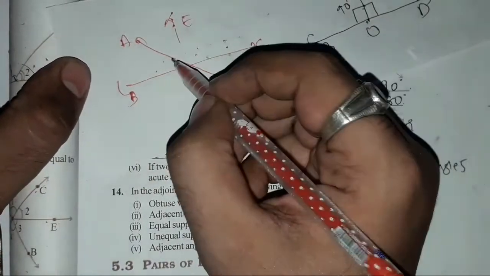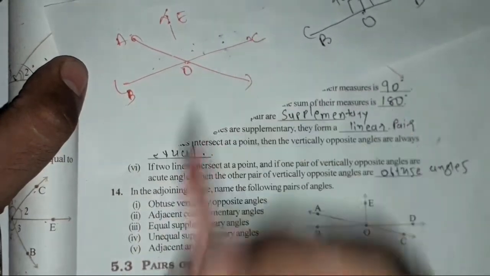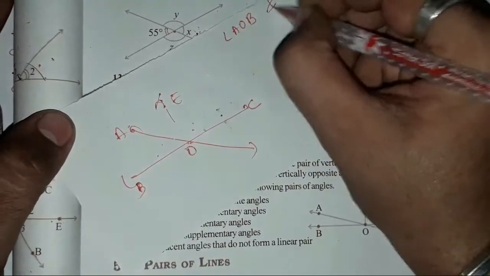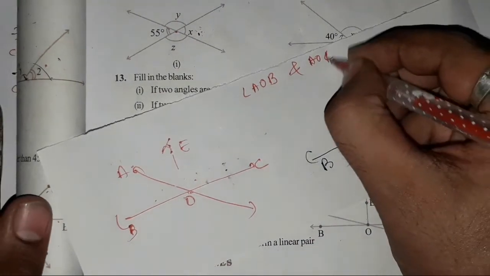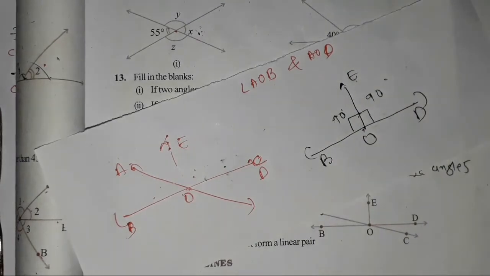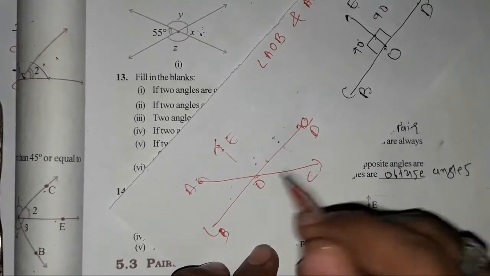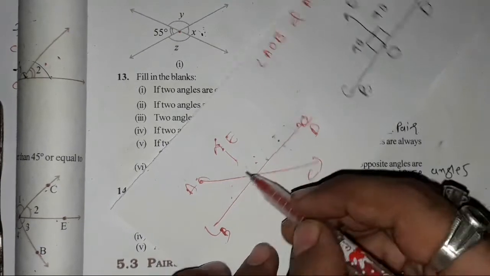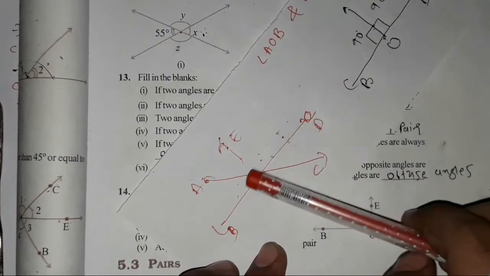So the first pair is this one, angle AOB and angle AOC. Now the next one: here the nomenclature is D, so I will write this one as D. So AOB and angle AOD. Now the next one: if I consider this straight line, the angle formed on this line will be equal to 180 degrees. Two angles are being formed here: the first angle is angle AOD and the next one is angle DOC.